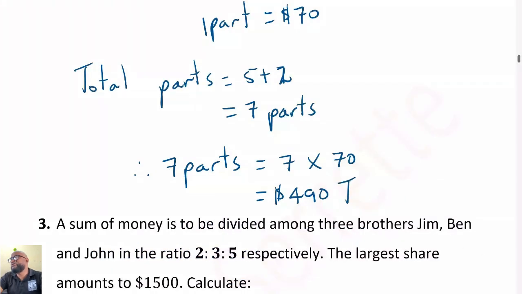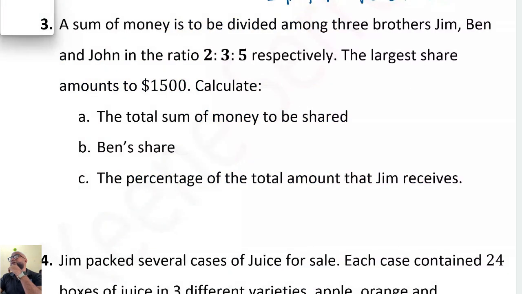This is my total sum. Right? Everybody good there? Yeah. So a sum of money is to be divided among 3 brothers, Jim, Ben, and John, in the ratio 2 to 3 to 5 respectively. Let me talk some facts, right? How many parts represent Jim? 2. How many parts represent Ben and John?